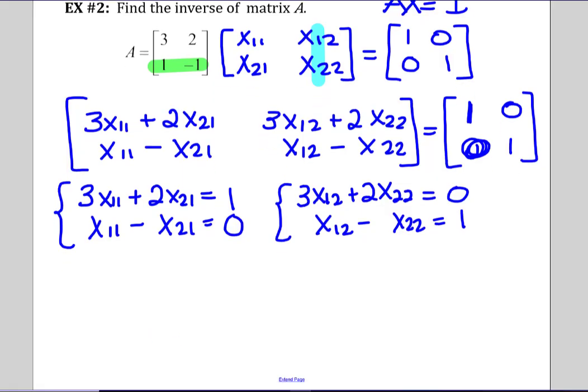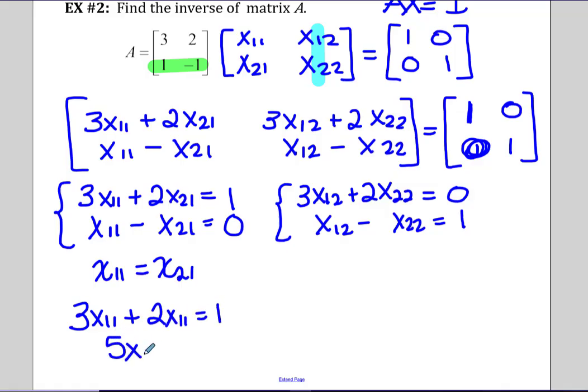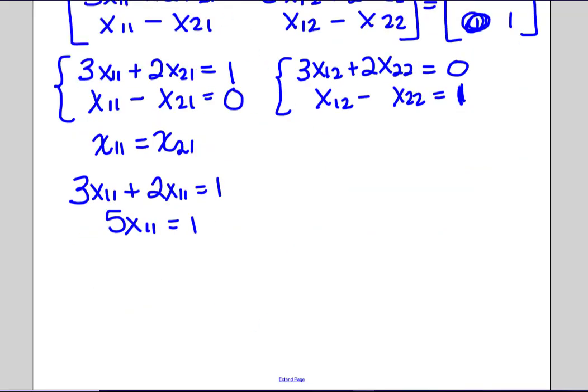And if you just treat them that way, by adding this system, let's see, we want to get rid of the x sub 21s. Or you could do substitution and say x sub 11 is equivalent to x sub 21. Let's do it that way. X sub 11 is x sub 21. So by back substitution, we could say 3x sub 11 plus 2x sub 11 is equal to 1. So 5x sub 11 is 1.